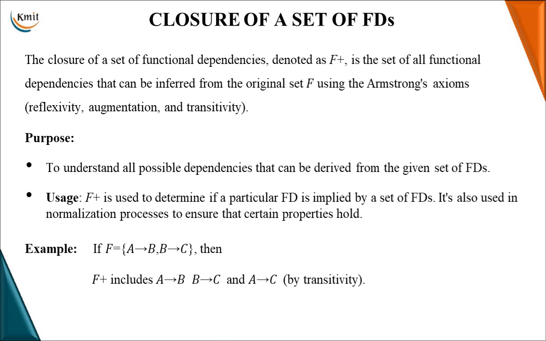Now how to find this? Let me just show you a simple example. Assume that I have a relation with a set of attributes A, B, C, and two dependencies are defined: A determines B and B determines C. Then F plus will anyway include A determines B, B determines C. Apart from that, I can have another functional dependency added to it which says A determines C. That is, by the rule of transitivity, A determines C also holds.